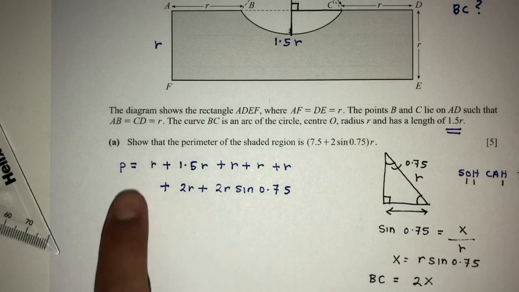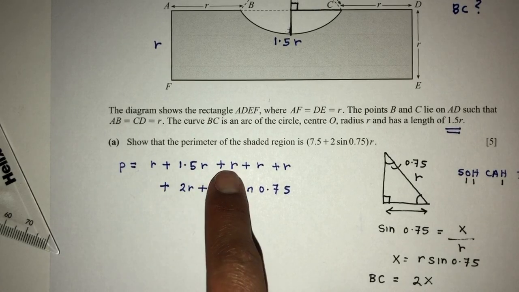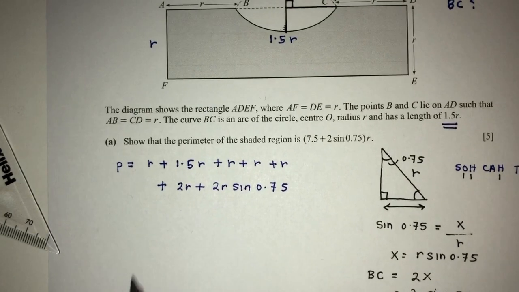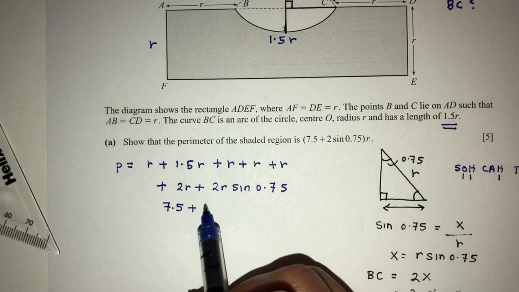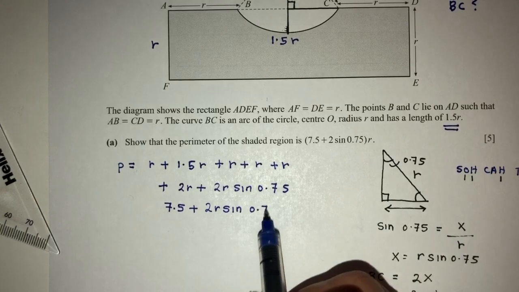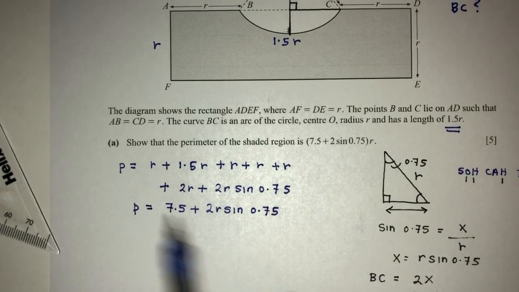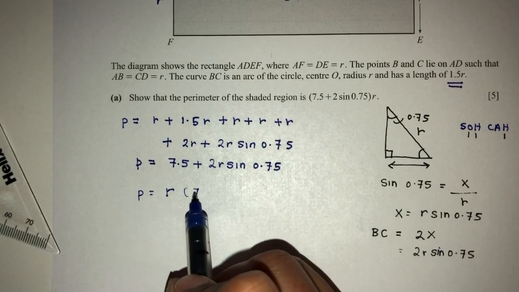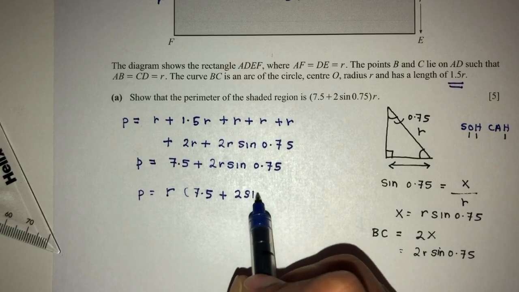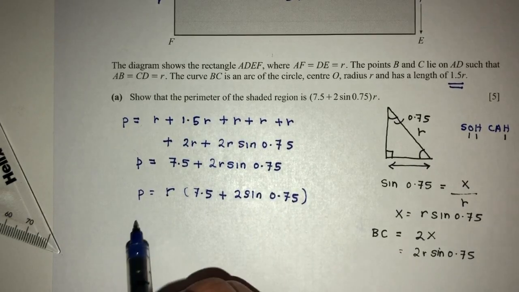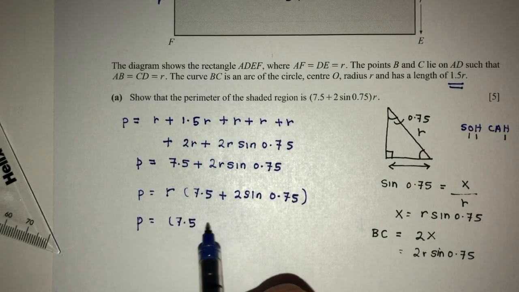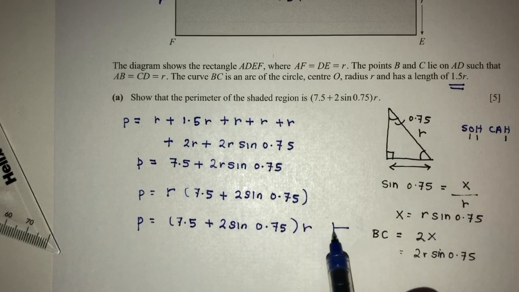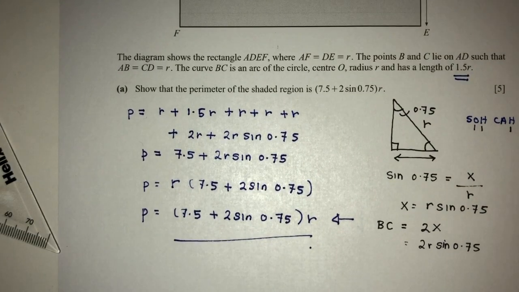So let's add them together. Here we have 1.5, 2.5, 3.5, 4.5, 5.5, 7.5. We will have 7.5 r plus 2r sine of 0.75. That will be the perimeter for now. Now we can factorize r outside. You will have r outside, 7.5 plus 2 sine of 0.75. We can write this down in the way that we need to show, so let's write the r at the end. You will have this as your answer for your perimeter. That is shown as required for part A.